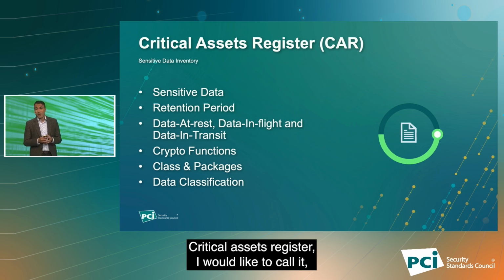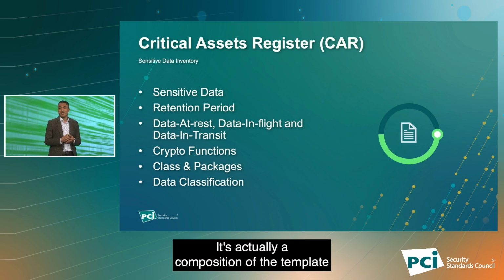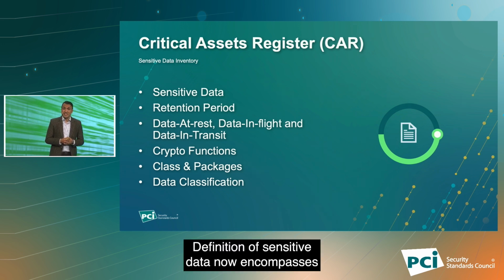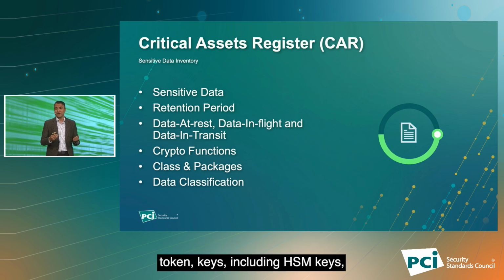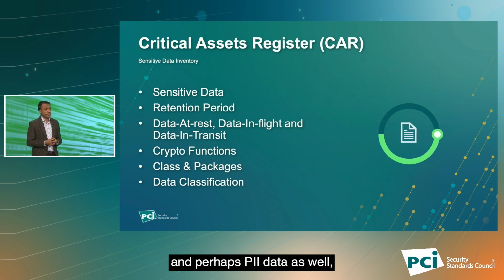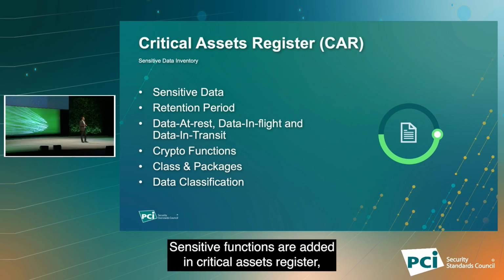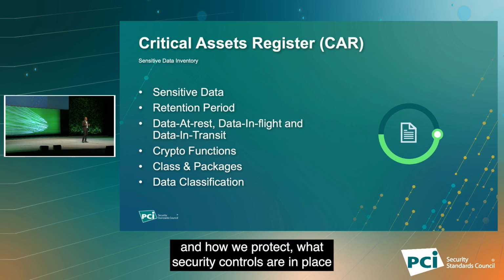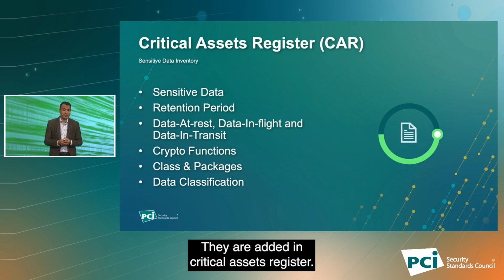Critical Assets Register, I would like to call it the center of the universe for PCI S3. What you see in the slides is a composition of the template I've created for the Critical Assets Register. The definition of sensitive data now encompasses cardholder data, sensitive authentication data, tokens, keys, including HSM keys, and perhaps PII data as well, depending upon your organization. They are all listed in the Critical Asset Register. Sensitive functions are added. The retention period of each data is added. And what security controls are in place for this sensitive data at rest, in flight, and in transit are added in the Critical Asset Register.